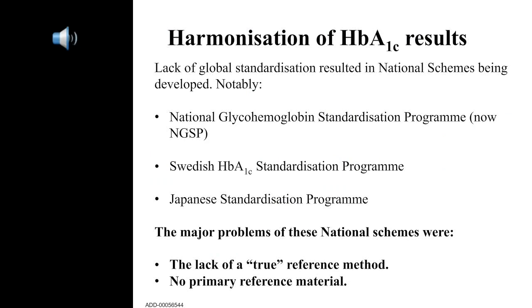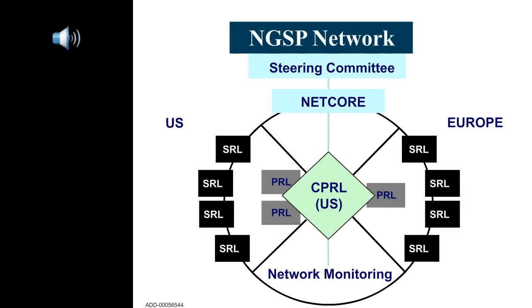This lack of standardization and agreement in results has led to a number of countries developing their own standardization program. Probably the most notable of these is the NGSP system in America, but also the Swedish and the Japanese had their own calibration systems. But there was a problem with these programs. Basically, none of them used a true reference method, and there was no primary reference material to anchor the results for stable long-term reproducibility.